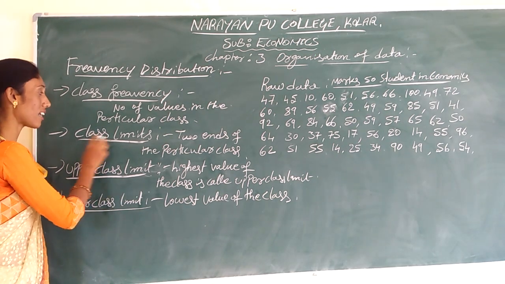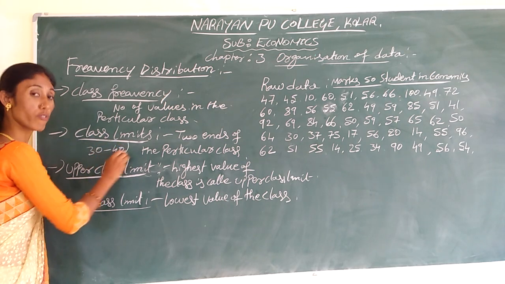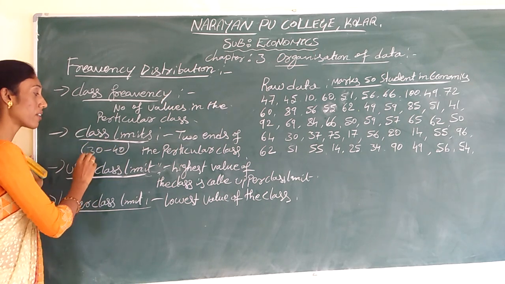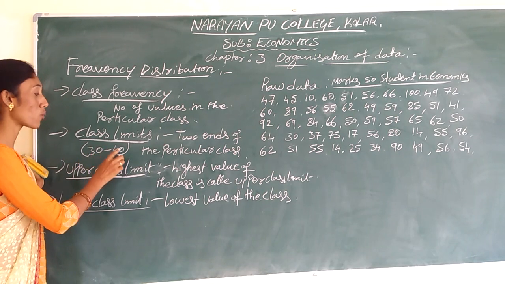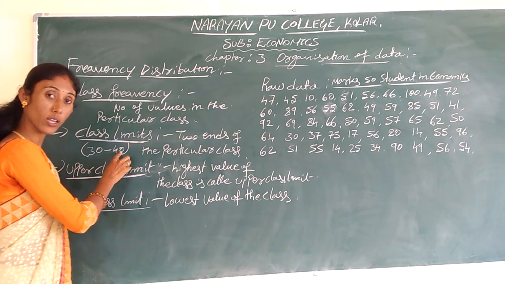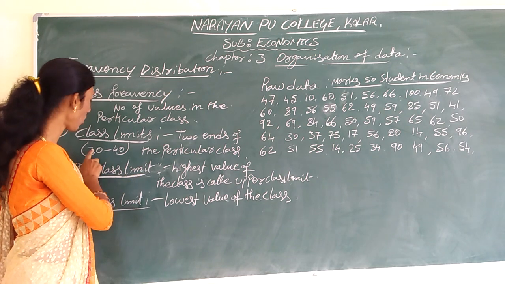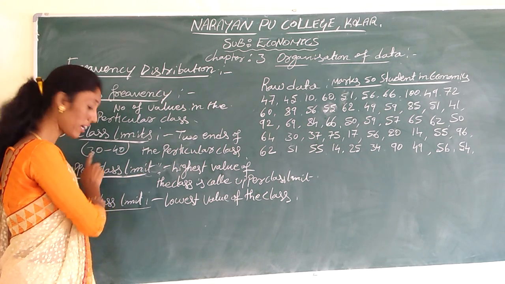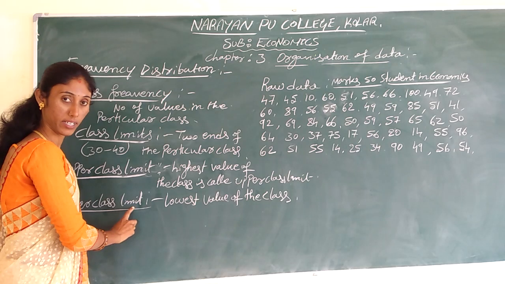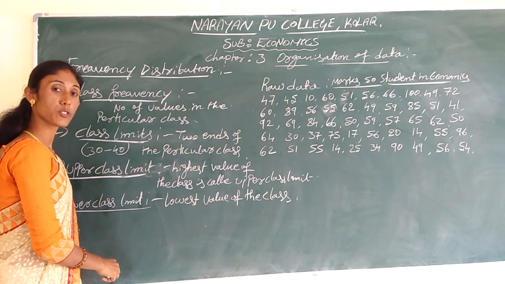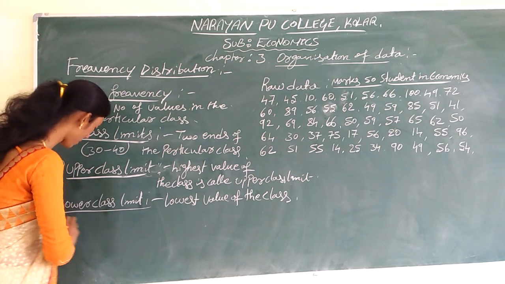Example, the class limit is 30 to 40. Between this 30 to 40, the highest value is nothing but the upper class limit. The lowest value of the class is nothing but the lower class limit. Understood?